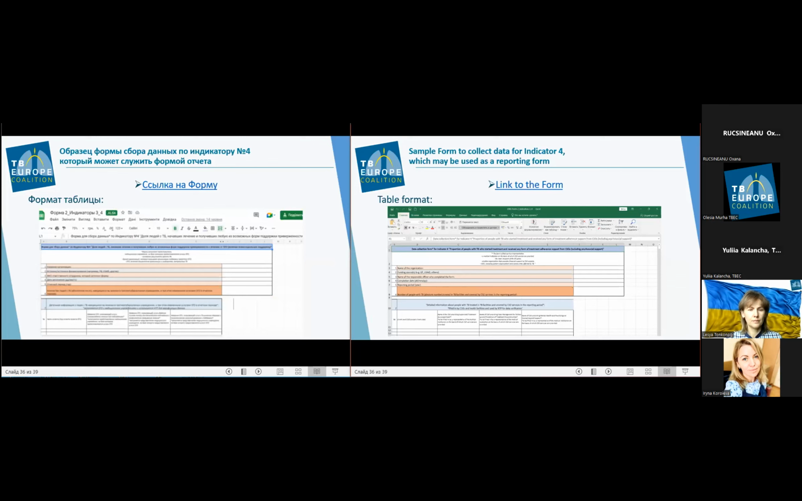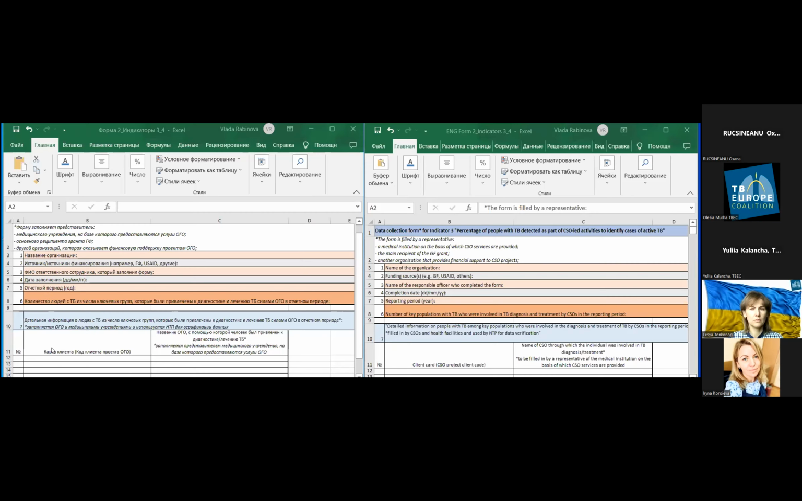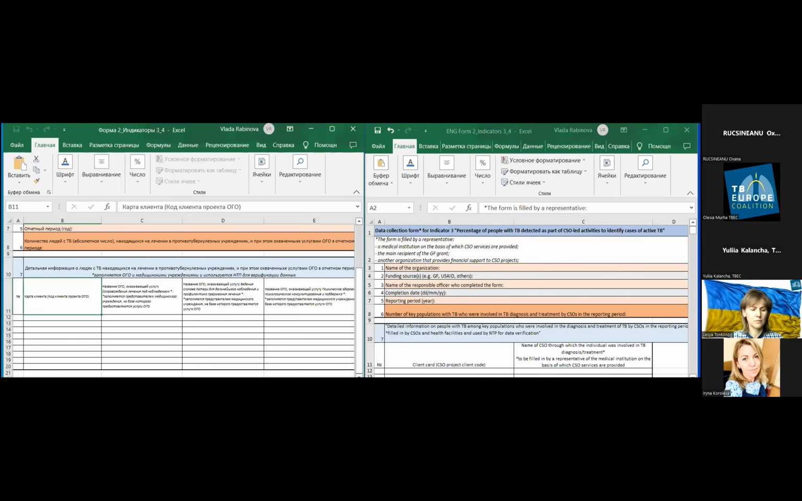And now you can see the format of the table that can be used as the reporting form. You have that in the document as well, and this is also an Excel table. It may be used as a reporting form, but it may also, upon consideration of the country, be adjusted to a degree, but the most important thing is that we stick to the 3 key services. You see those columns and the detailed information to be filled in for the 3 columns.